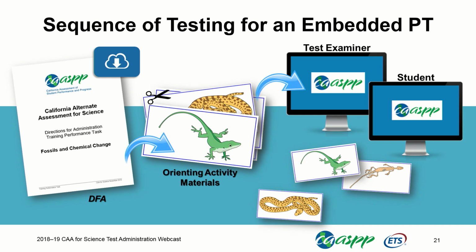The next step after that's been completed is to have the testing system in place, the 2 devices that you see on screen, one for the test examiner, one for the student, and then to log in to the specific student test session on the student testing device. The next step after login is to administer the first orienting activity according to the directions in the DFA, after which the first test question can be administered to the student.